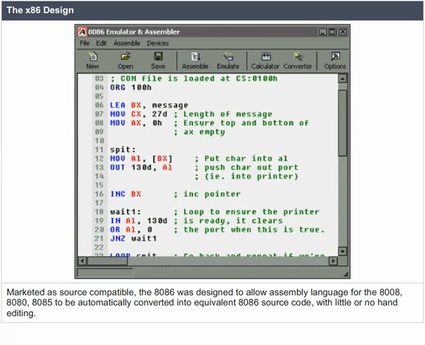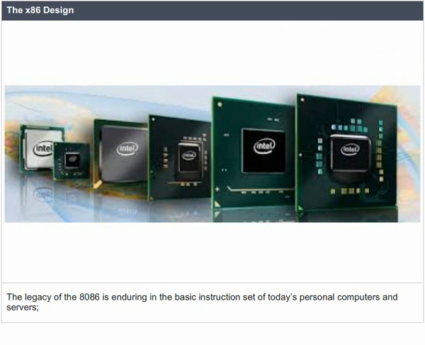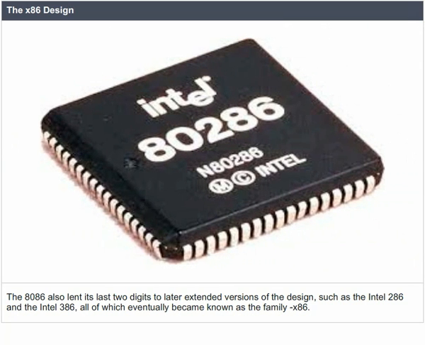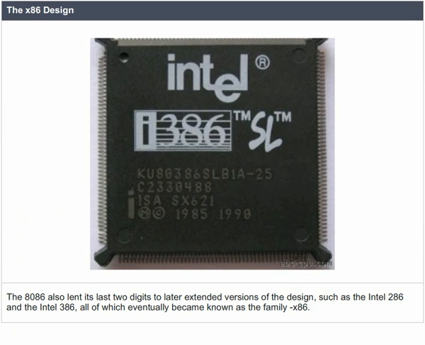The legacy of the 8086 is enduring in the basic instruction set of today's personal computers and servers. The 8086 also lent its last two digits to later extended versions of the design, such as the Intel 286 and the Intel 386, all of which eventually became known as the x86 family.